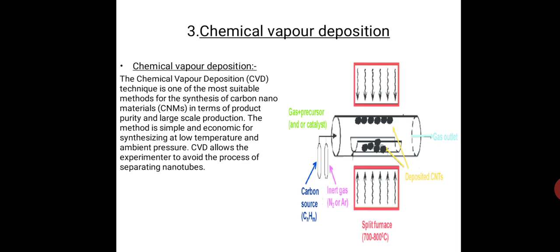So coming to chemical vapor deposition. The chemical vapor deposition technique is one of the most suitable methods for the synthesis of carbon nanotube materials in terms of product purity and large scale production. The method is simple and economic for the synthesis at low temperature and ambient temperature and pressure. CVD allows the experimenter to avoid the process of separating nanotubes.